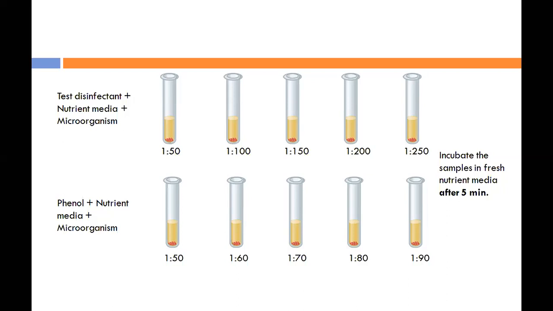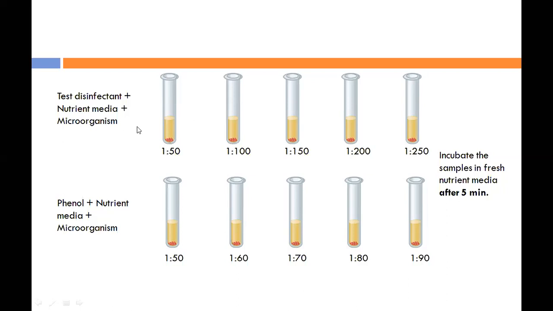So from 1:50, we have prepared other dilutions: 1:100, 1:150, 1:200, and 1:250. The concentration keeps decreasing from 1:50 to 1:250 because we are making dilutions. In nutrient broth, we have added Lysol in the first test tube, then made dilutions in further test tubes, and in all these test tubes we have added an equal amount of microorganism. So we have inoculated these test tubes with equal amounts of microorganism.